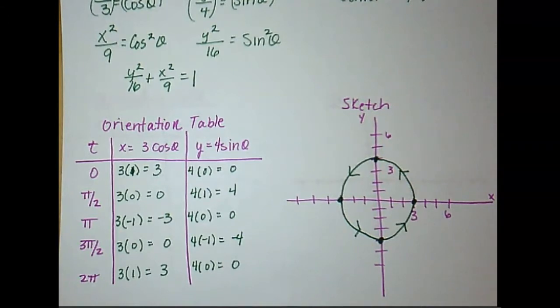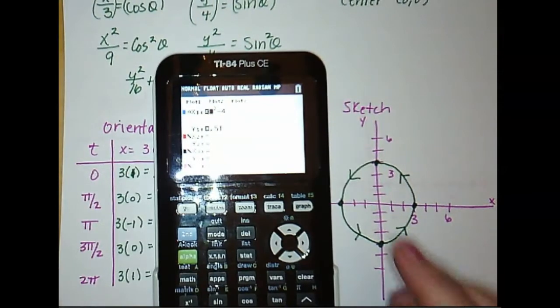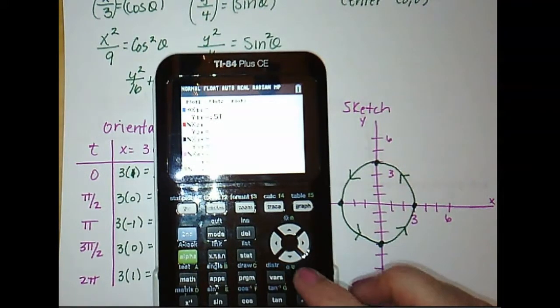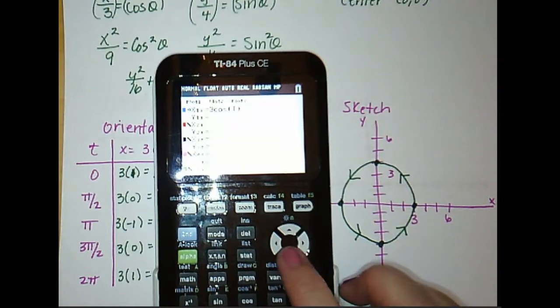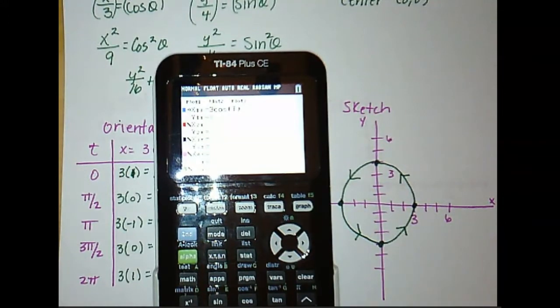So we're going to practice one more time with this one on the calculator, and then we're probably not going to do the calculator on the rest of them. But just so you can make sure that on your calculator you can get this graph. Okay, so first thing we're going to do, so I don't forget this time, is we're going to go into our x1t, and we're going to put 3 cosine of t, right? And then we're going to do 4 sine of t. And so we have our two equations.